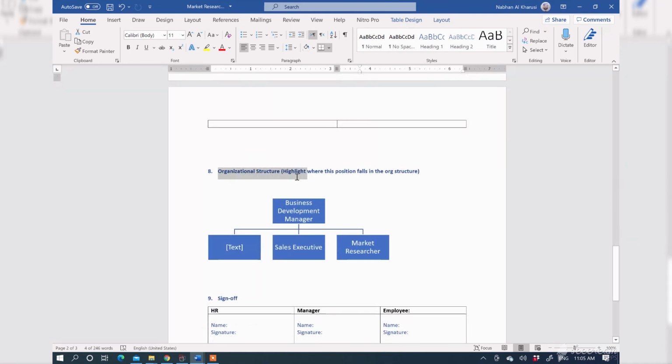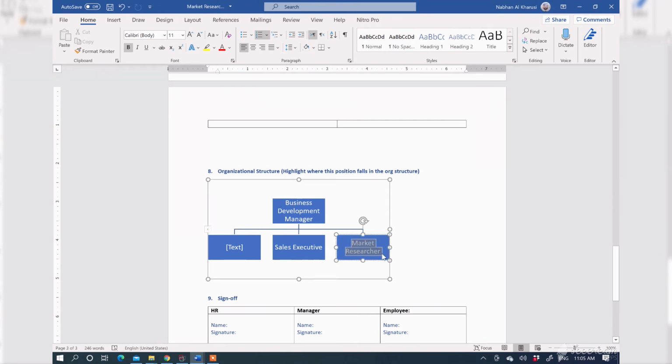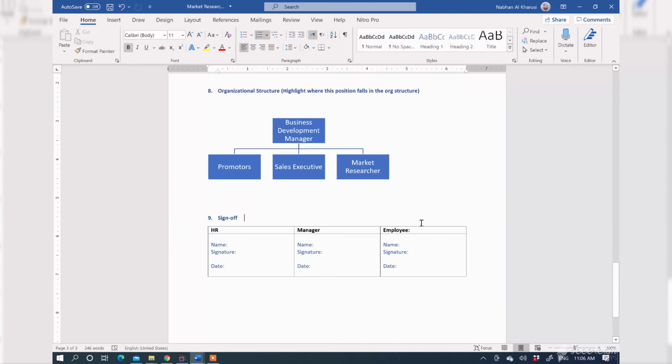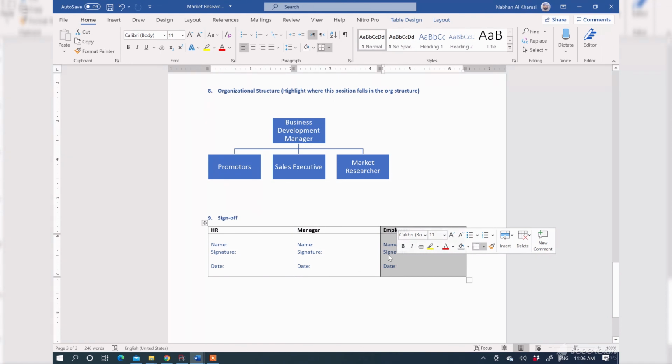And then the organization structure. As a market researcher, you will have peers like sales executives, maybe promoters, maybe marketers, whatever. It has to be written there. And that market researcher is reporting to the business development manager. And as you notice, there are no subordinates for the market researcher. It's an IC, an individual contributor. All right, the last part is the sign-off. You want this employee to sign off on this as a form of acknowledgement that they've understood the job description, and that's very, very important in managing the performance and expectations at the end of the day.